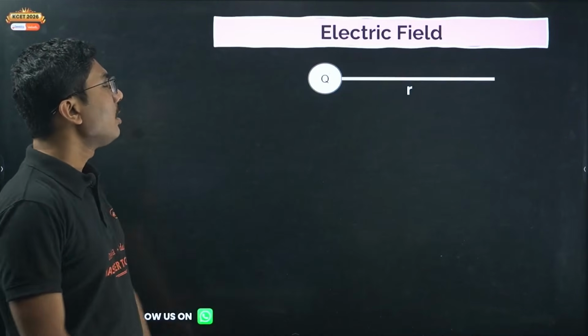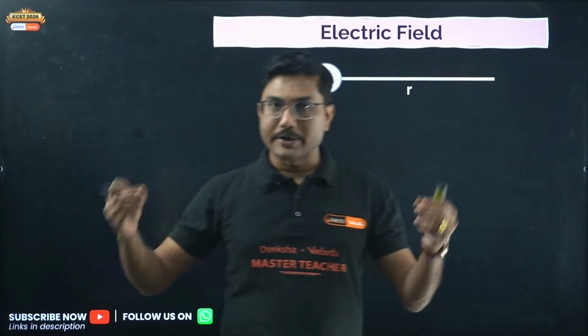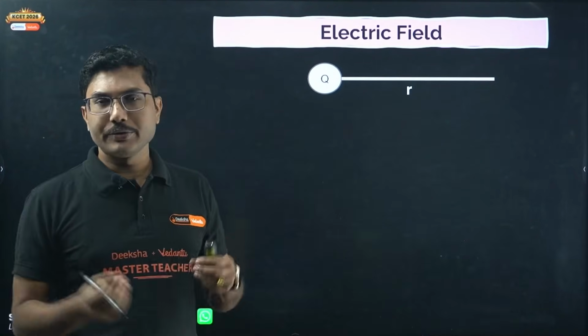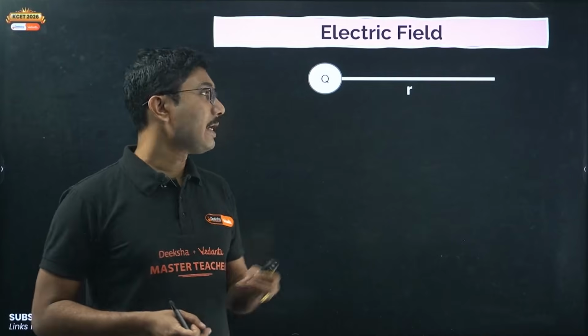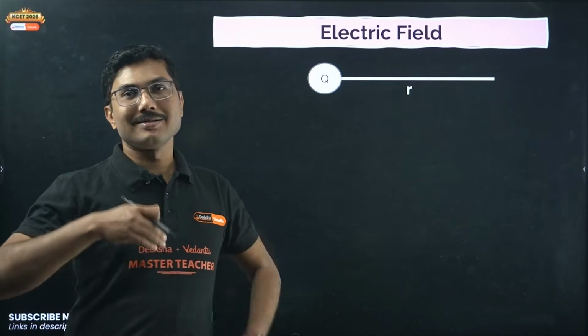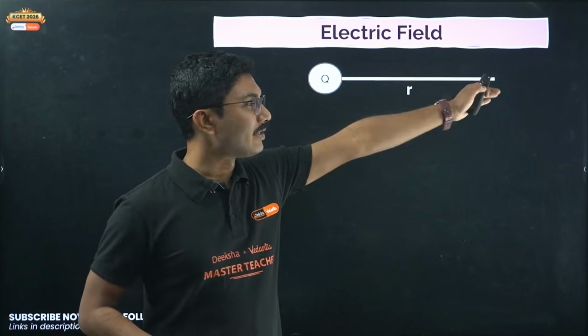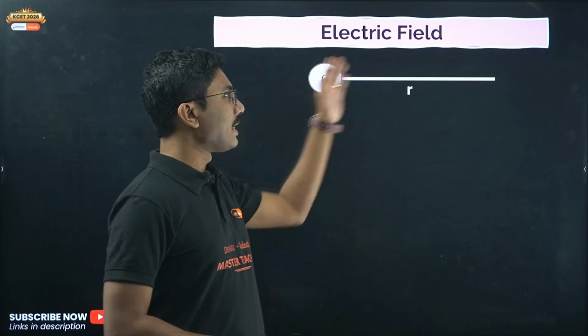Now let's move on. Electric field. Coulomb's law basically talks about two charges, right? The force between two charges, attraction or repulsion, whatever is there. But what about when one charge is present and the other charge is removed? In that case, what will be the effect of this charge at this point? Is there any effect present or not?